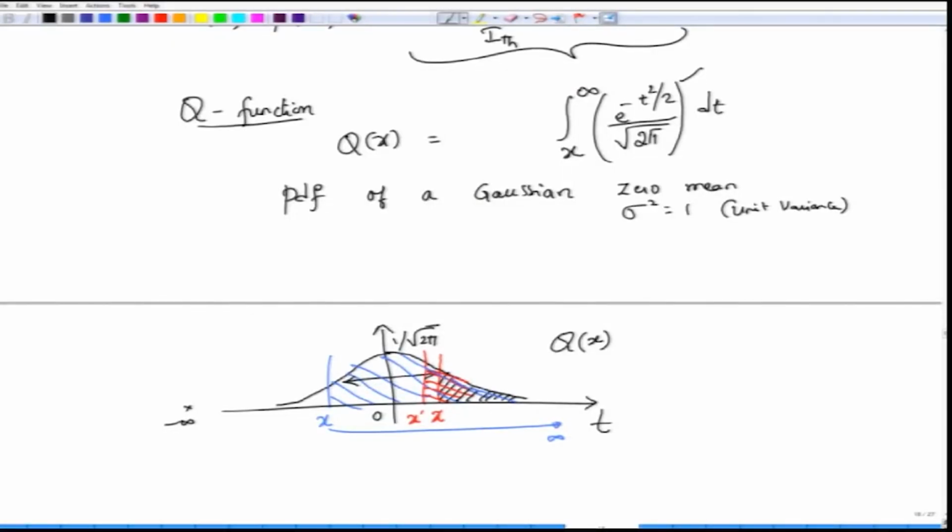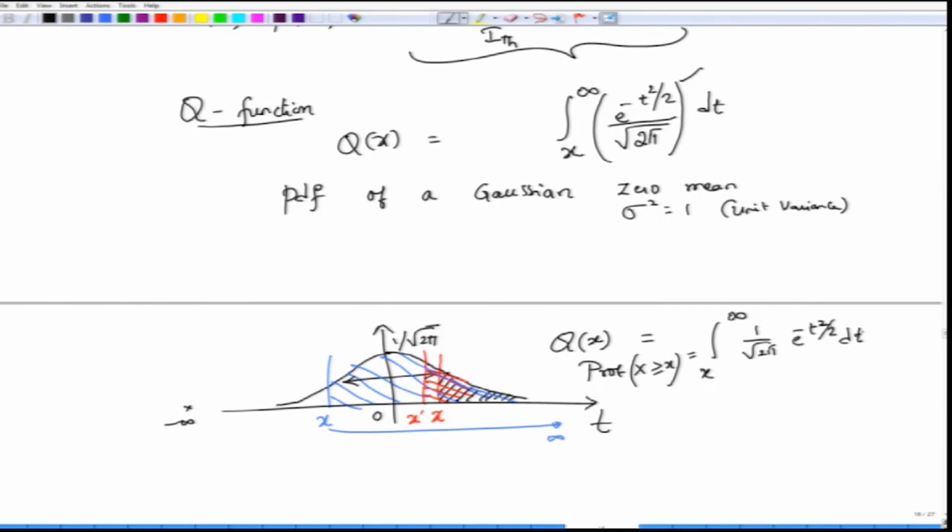Okay. So this Q of x is basically the area under the curve from x to infinity. So it is a partial area, and in terms of probability, what it simply means is that the probability that the random variable you have considered, call this random variable x, will take on a value greater than or equal to x is given by this Q function of a zero mean, unit variance random variable. So this is 1 by root 2 pi e to the power minus t square by 2 dt.